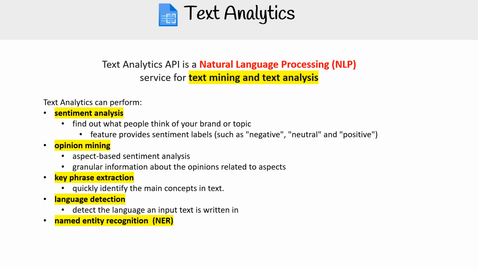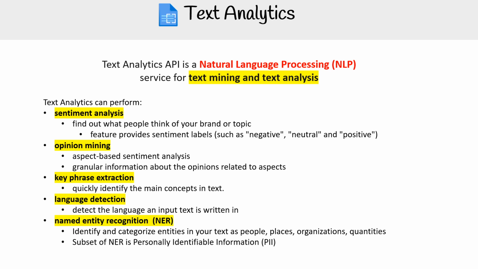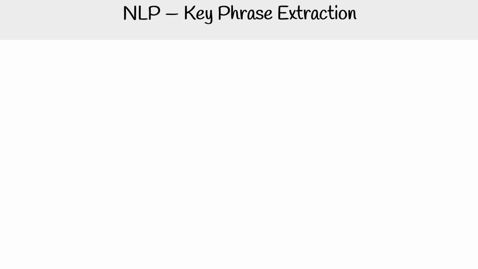And you have named entity recognition, so NER, so identify and categorize entities in your text as people, places, objects, and quantities. And a subset of NER is personally identifiable information, so PII. Let's just look at a few of these more in detail. Some of them are very obvious, but some of these would help to have an example.